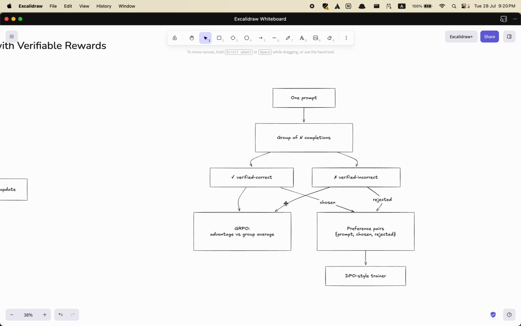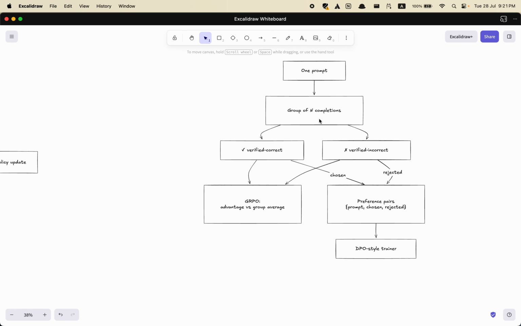And we can see that here where we get our verified correct, verified incorrect, and we build up those pairs for a DPO style trainer, and then we take that group relative, versus group average versus result, and then train from that. Okay, so the two consumers in the workbook.